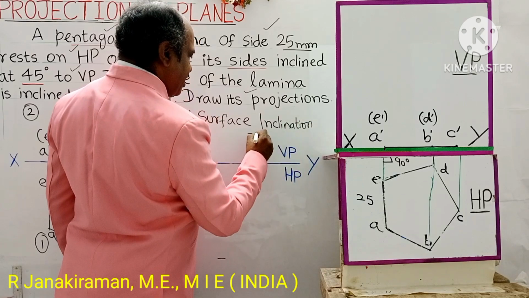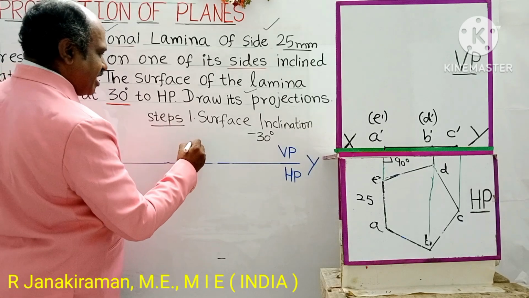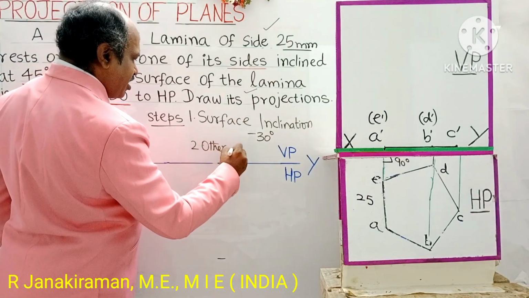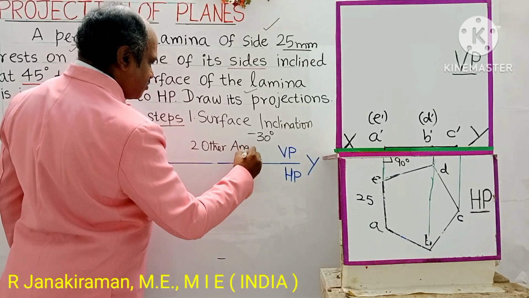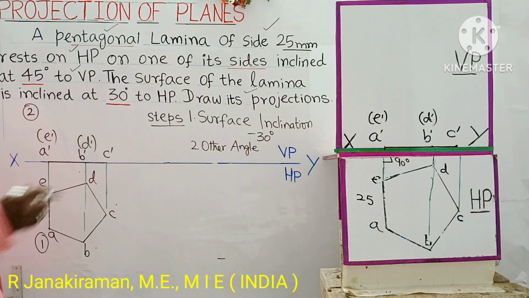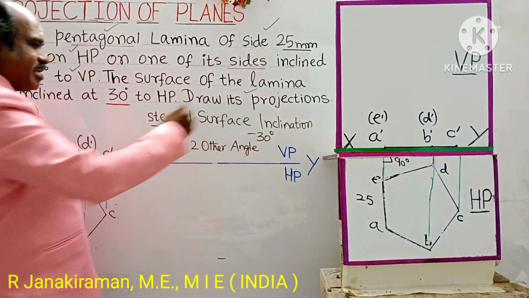It's given as 30 degree. Second step, you have to consider the other inclination or other angle. This is common for all the questions in the projection of planes. First you have to consider the surface inclination, then you go for the other inclination.